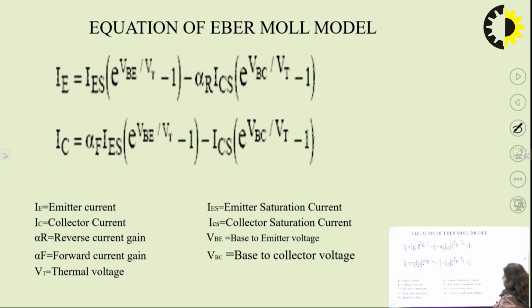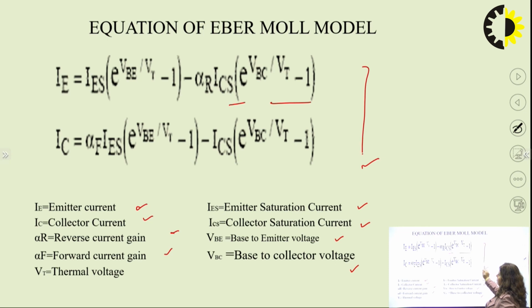So what are the equations here? We have the equation in the form of IE is equivalent to IES e to the power VBE upon VT minus 1, which is your diode equation, minus alpha R ICS e to the power VBC upon VT minus 1. Similarly, we have the second equation for the IC. So here the terms are written here, that is IE is your emitter current, IC is the collector current, alpha R is the reverse current gain, alpha F is your forward current gain, VT is the thermal voltage. Similarly, IES is the emitter saturation current, ICS is the collector saturation current, VBE is the base to emitter voltage, and VBC is the base to collector voltage.